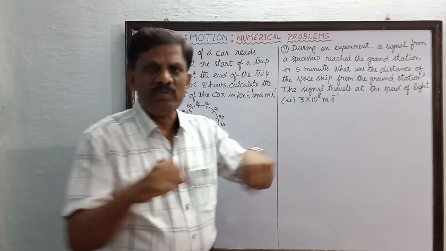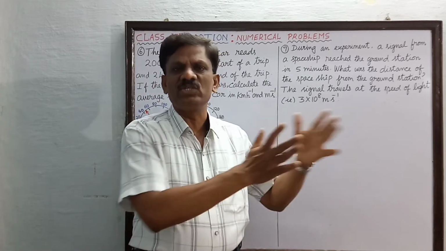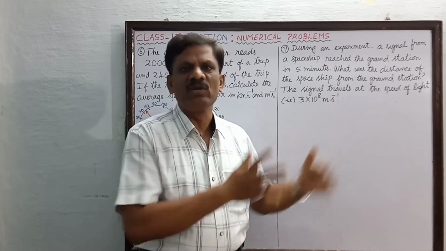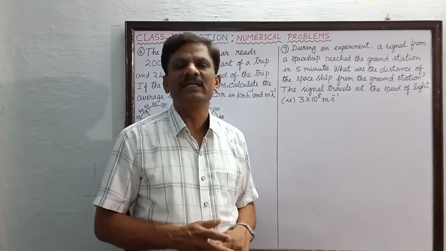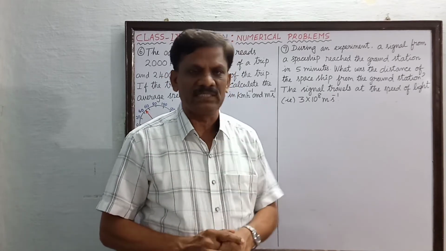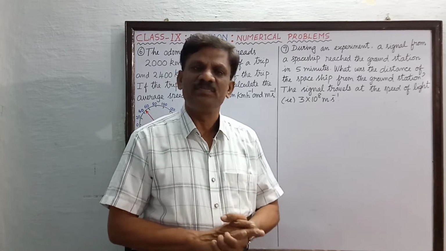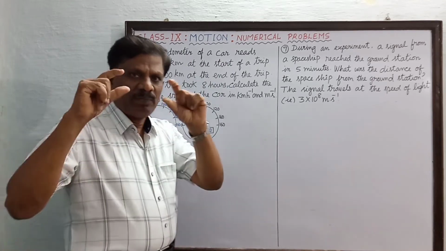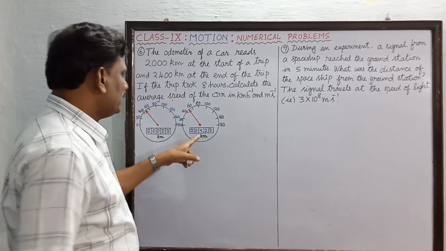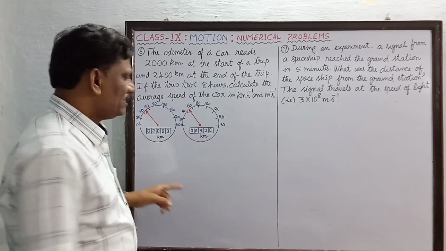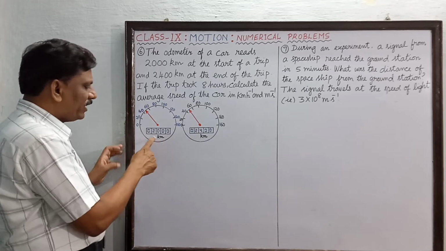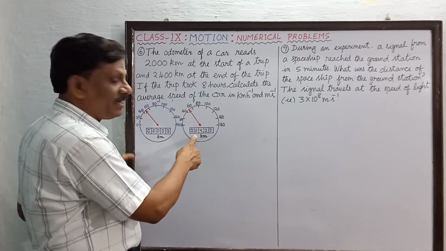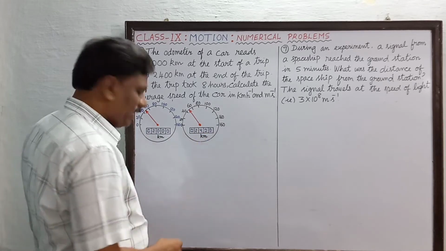So whenever a two-wheeler or a car moves from one position to another position, how many kilometers the vehicle has moved, that is how many kilometers it has run, can be indicated by a small device called the odometer. Totally this device is called the speedometer, but at the base of the speedometer there is a small scale, calibrated in kilometer. So this is called the odometer. Can you see that at the beginning of the trip it is showing 2000 kilometer and at the end of the trip it is showing 2400 kilometer.